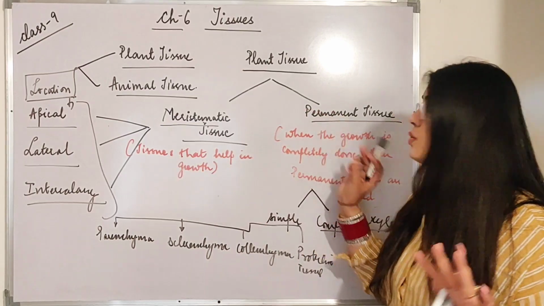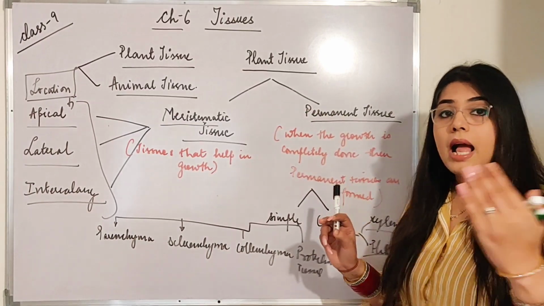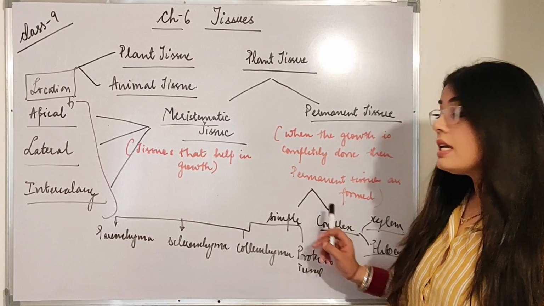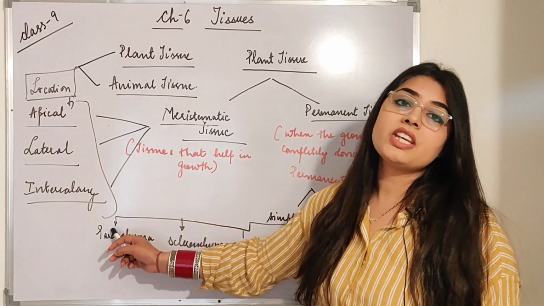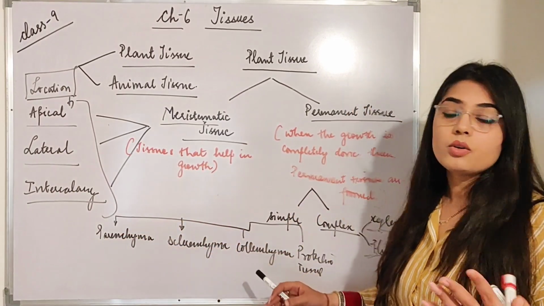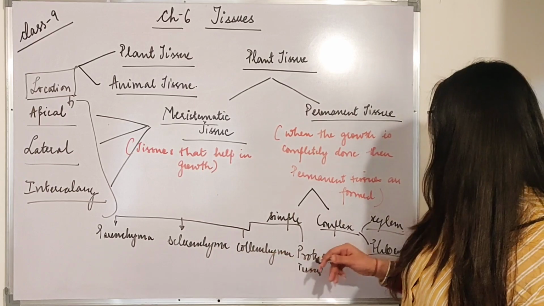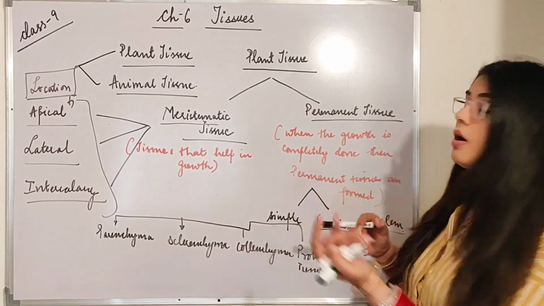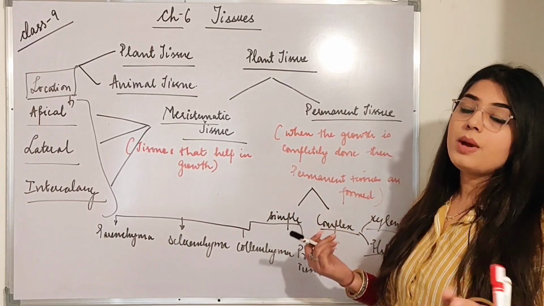Then permanent tissue is again of two types, simple and complex. In simple, there are again types: parenchyma, collenchyma and sclerenchyma and protective tissue, and in complex again two types, xylem and phloem.